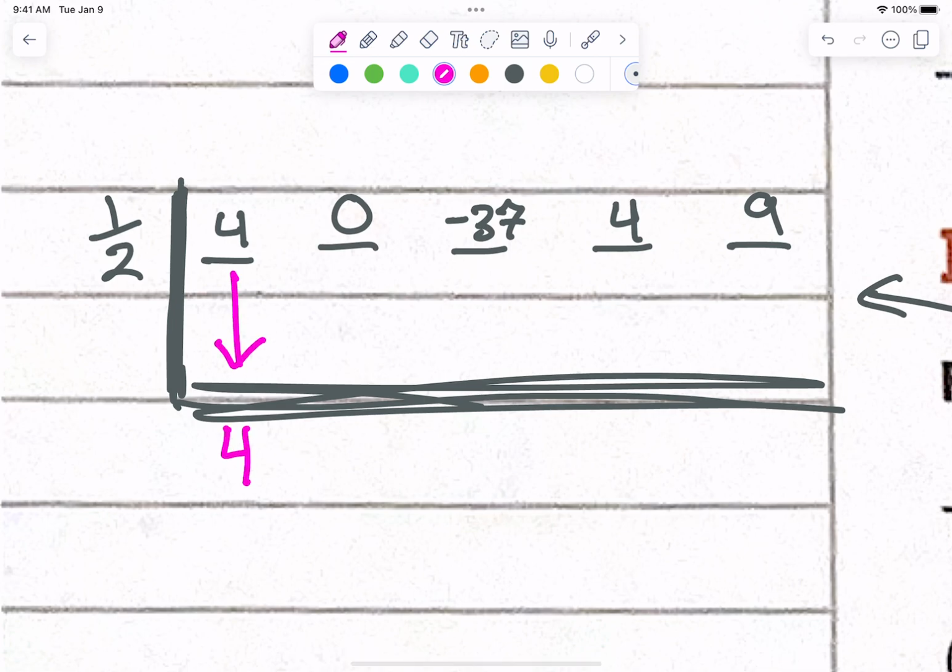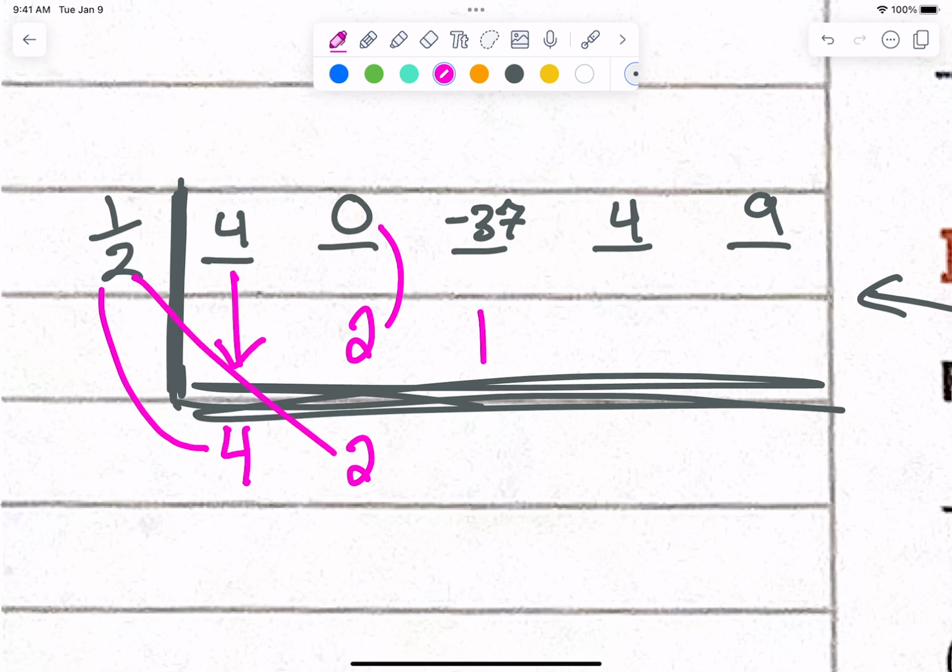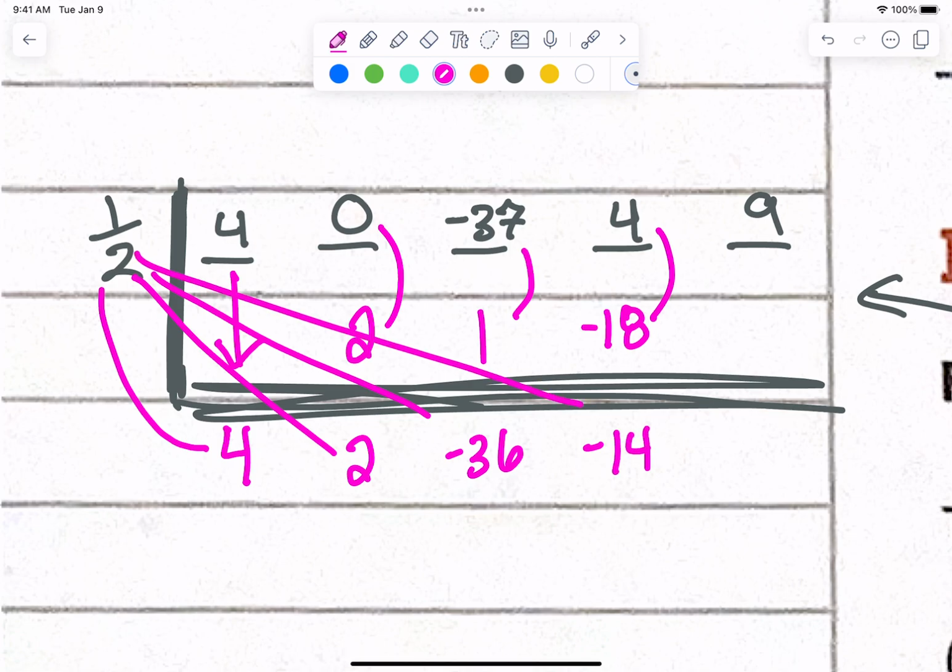Drop the first one down. 4 goes here. 1/2 times 4 is 2. 2 goes there. Now add. Now multiply. Negative 36 plus 2 is negative 34, times 1/2 is negative 17... Multiply, negative 12, 18. Add, negative 14. Multiply, negative 7. Add. 2 is my remainder.